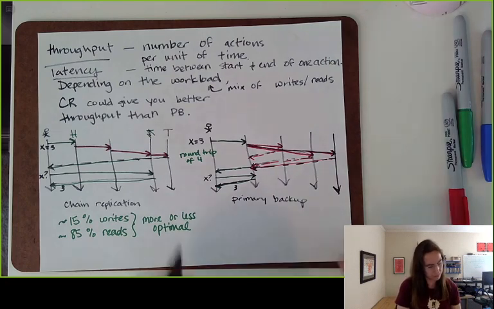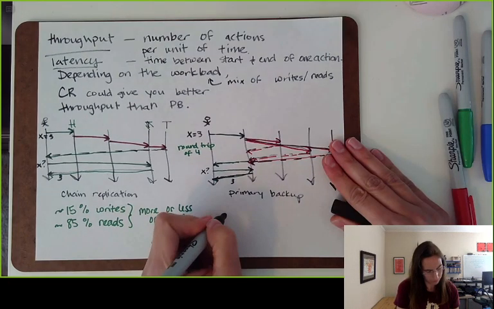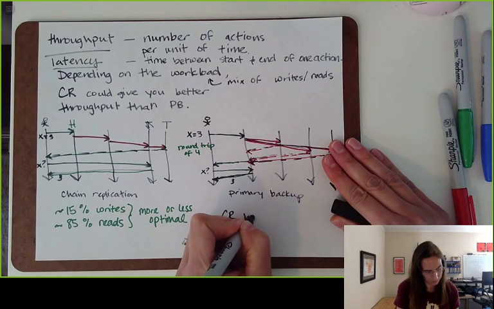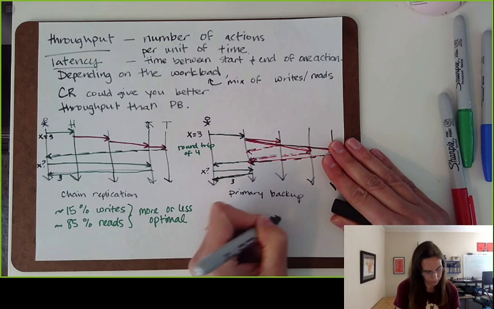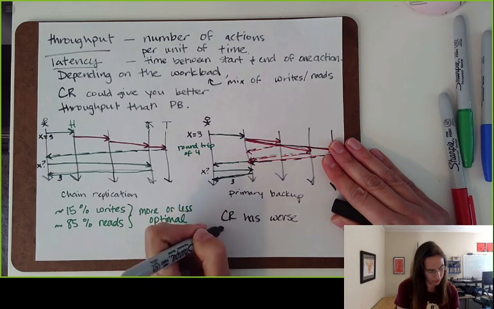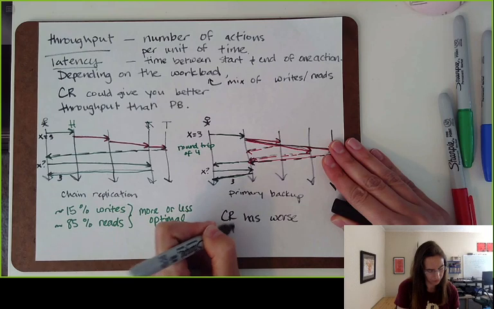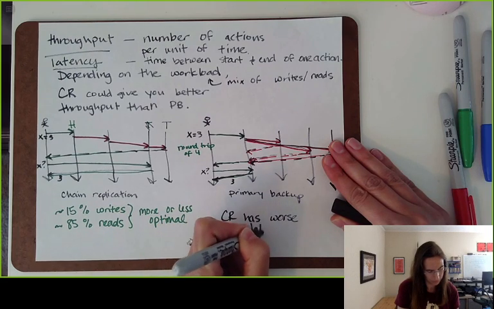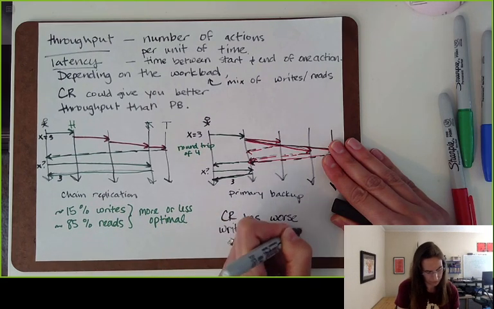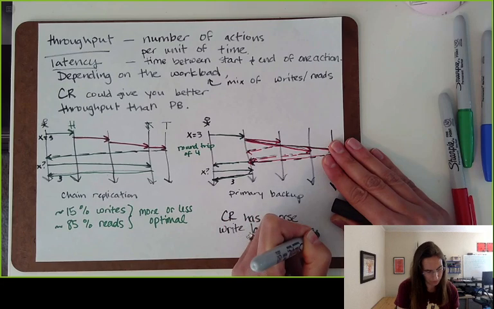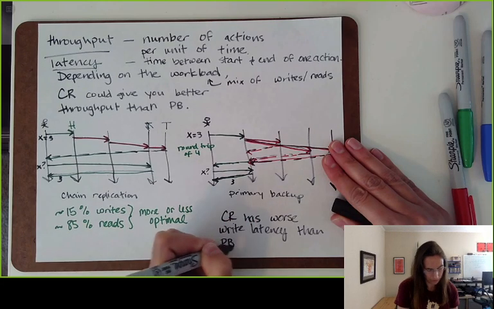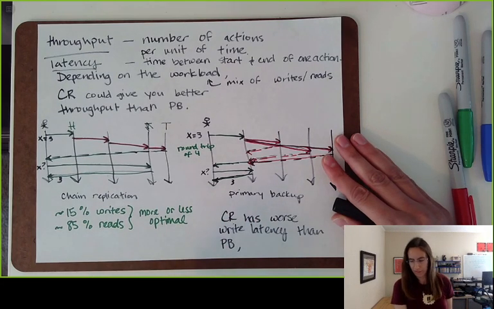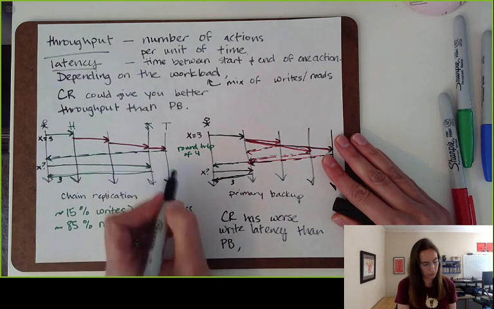So, I'm going to say CR has worse write latency than primary backup, depending on how many nodes are in the chain.